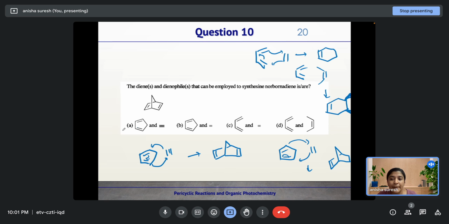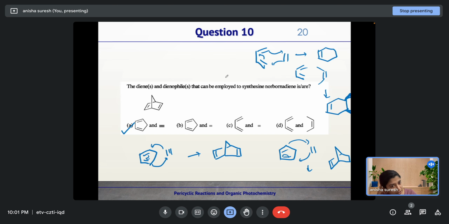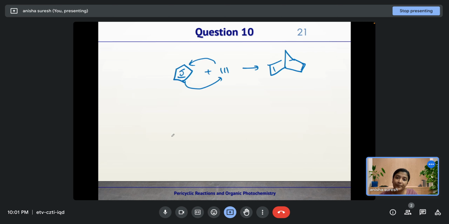So the right option will be option number A. Okay, so you are having a cyclohexadiene and an alkene, that is ethene. So if you are reacting, you will get norbornadiene. This was a quite easy question. By solving the products, you can go back to the answer and you will get the right answer.